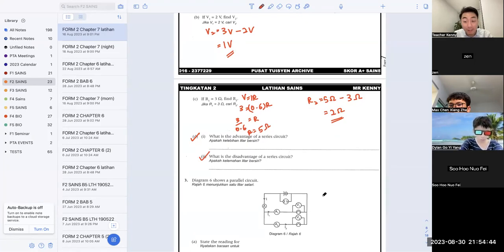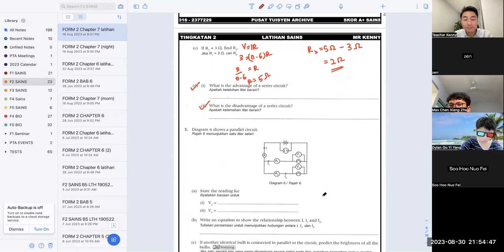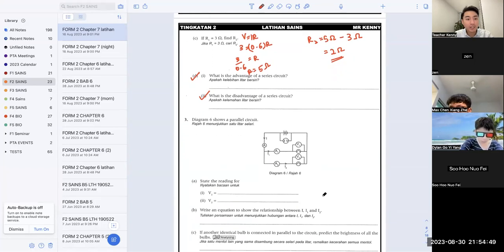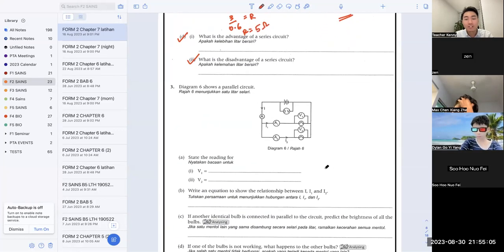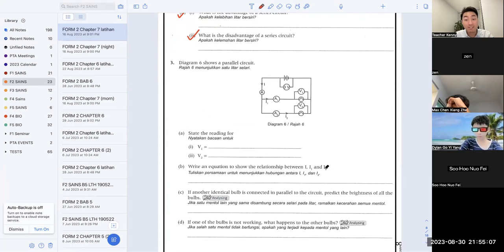Now let's go to parallel. All okay there? Okay. All right. Okay, it takes time, takes practice. Now, diagram 6 shows a parallel circuit. Complicated, right? Guys, don't worry.